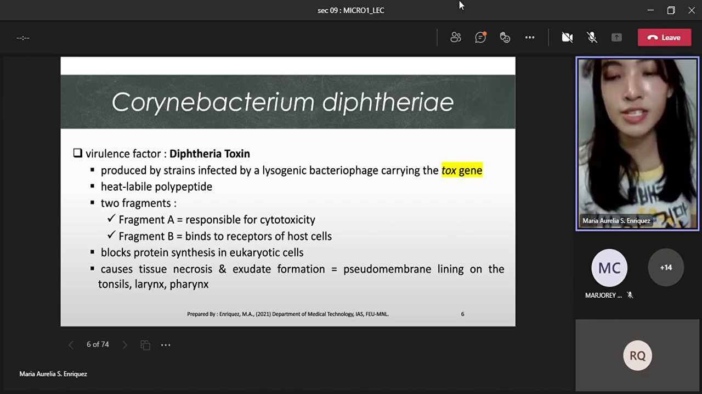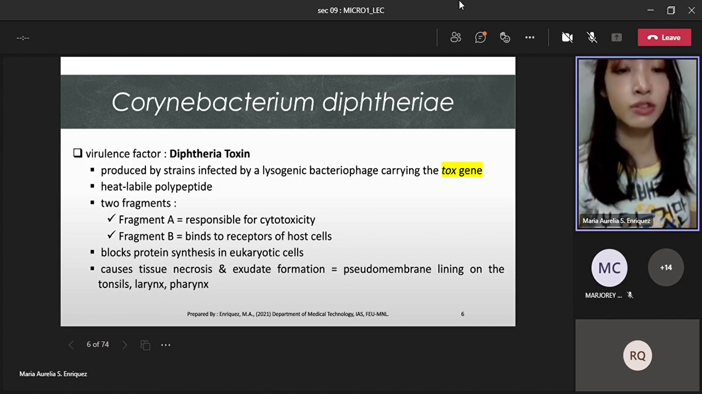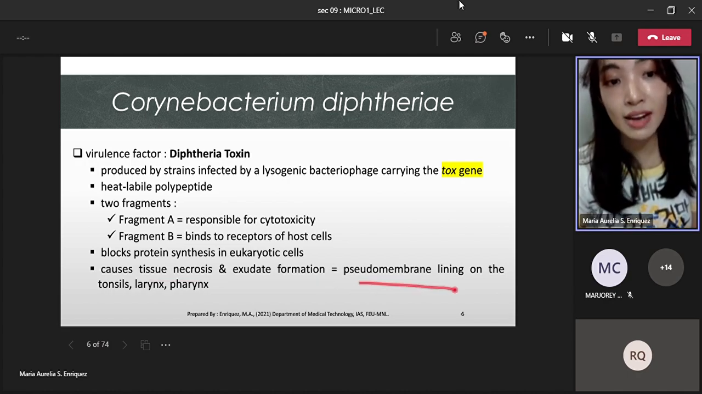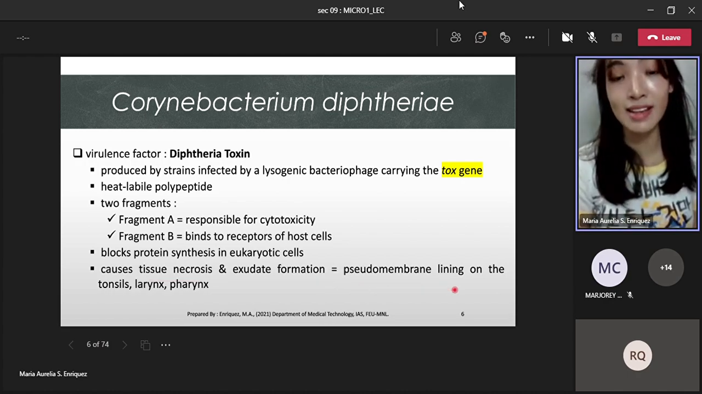Now, once it reaches the cytoplasm, fragment A disrupts protein synthesis. And when that happens, it could cause tissue necrosis and exudate formation. So this would lead to the production of pseudomembranes that would line the surfaces that it has infected.